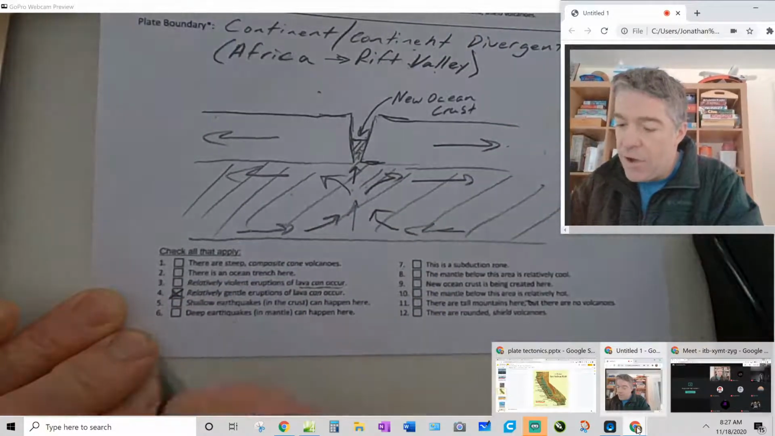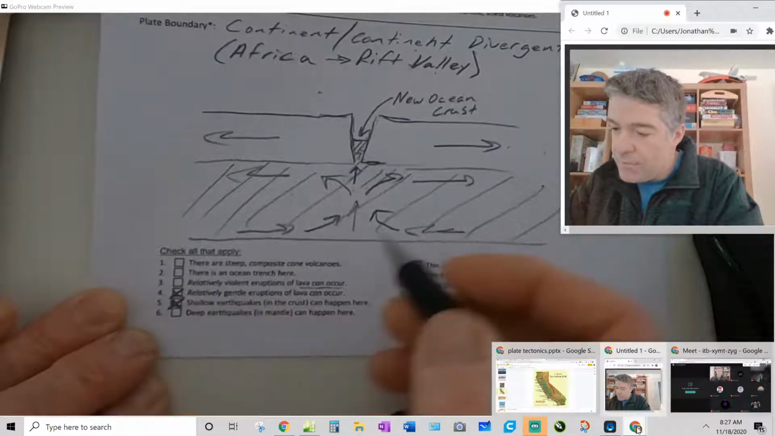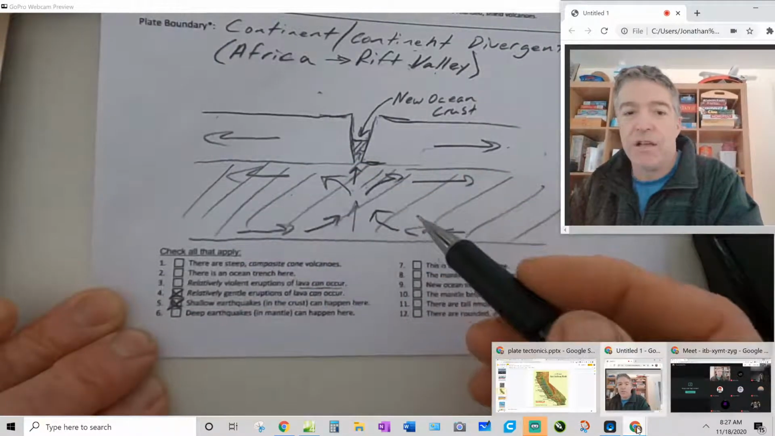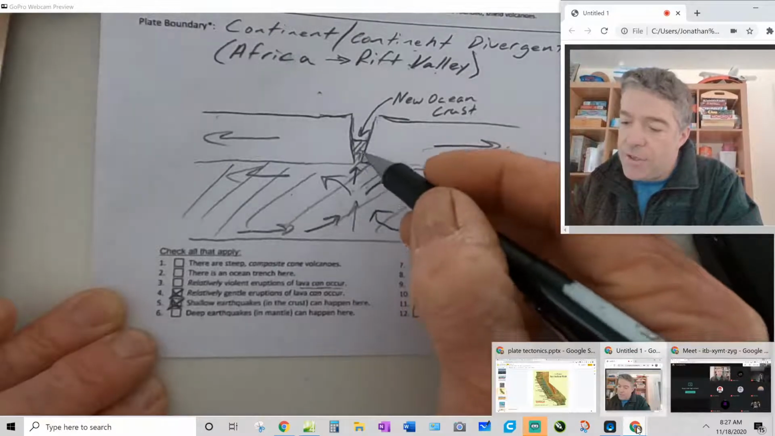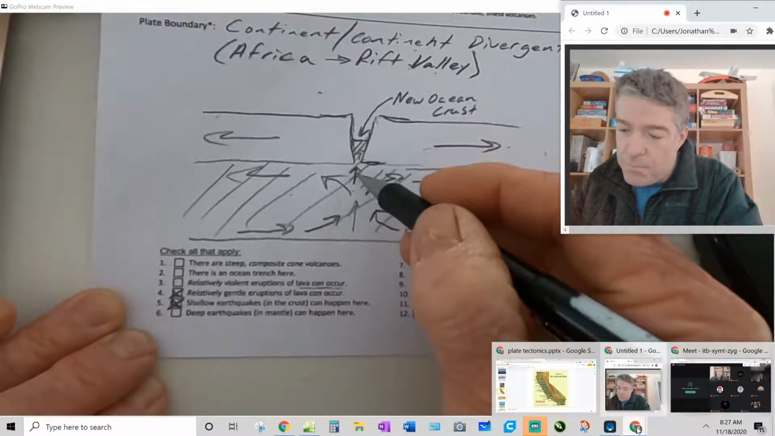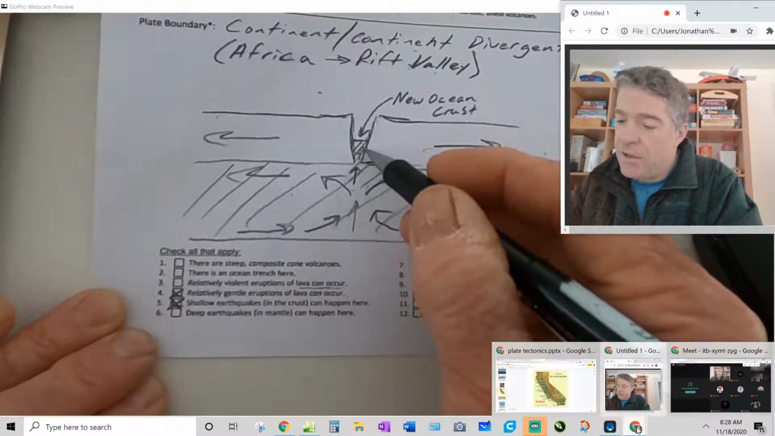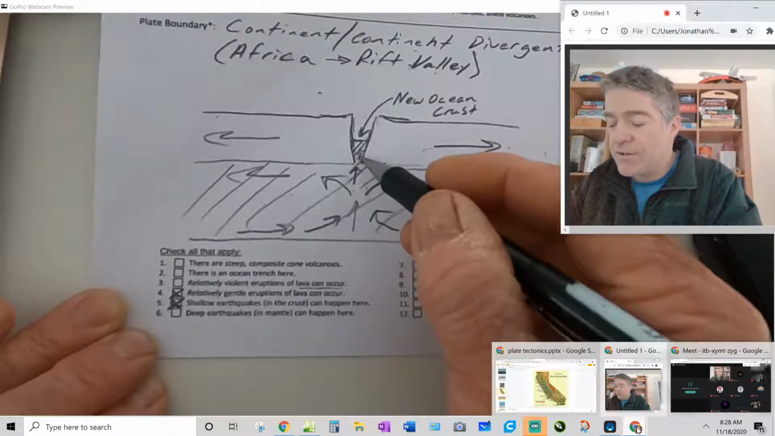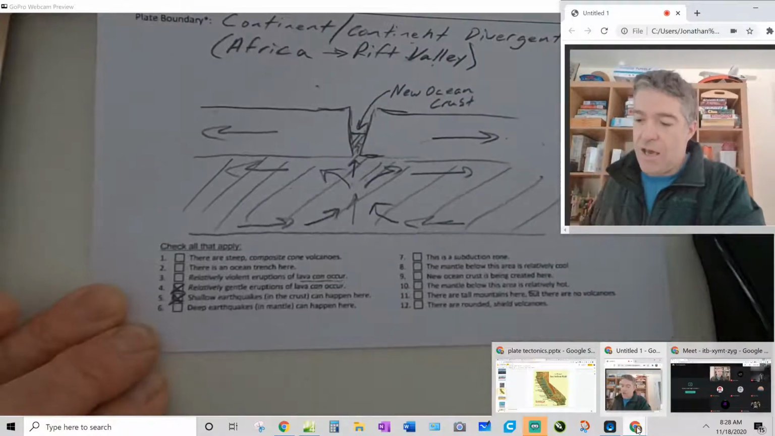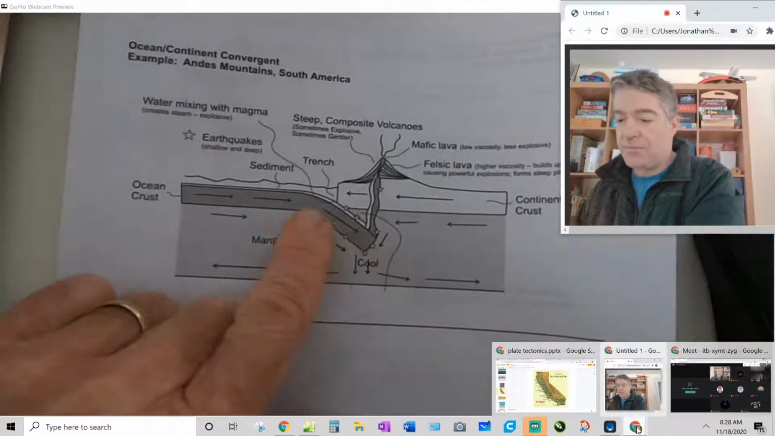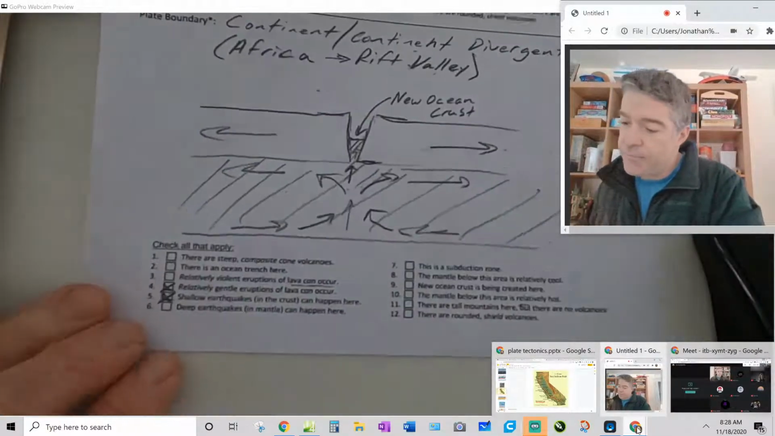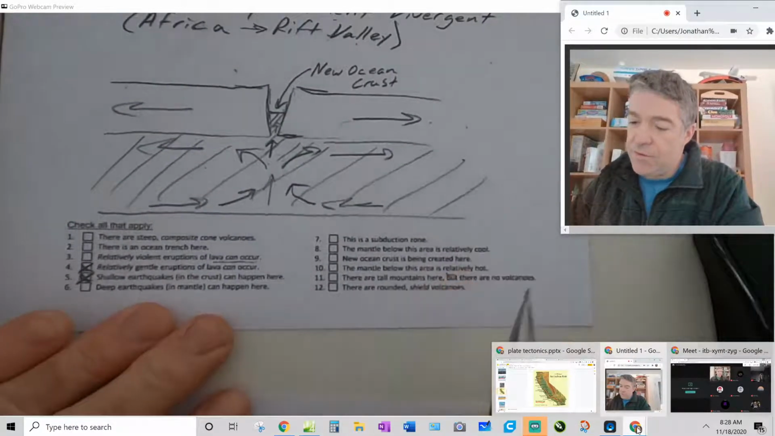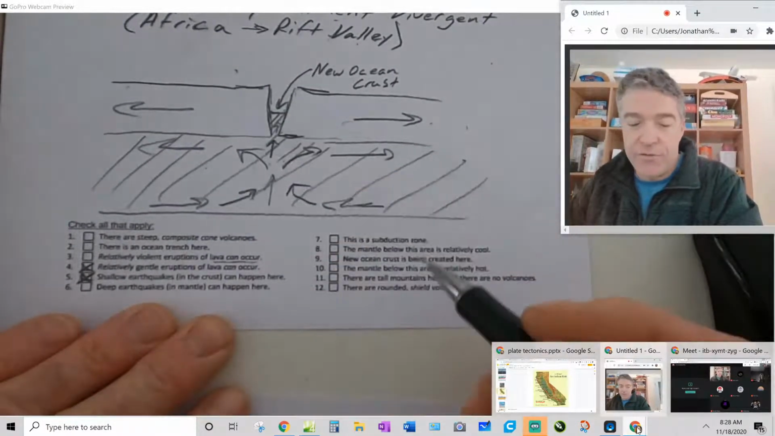Shallow earthquakes, always. So anytime the crust moves, you can have shallow earthquakes, and because of this magma sort of belching its way out of here, like thick stuff boiling on a stove, that can shake the earth too. Deep earthquakes only happen in places like subduction zones. So no. Is this a subduction zone? No. One plate has to go under the other for that.